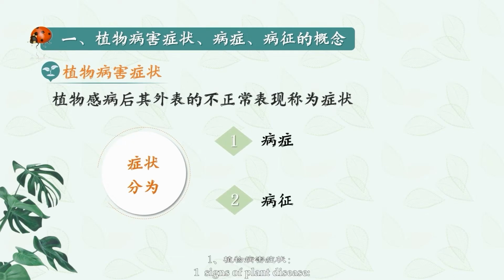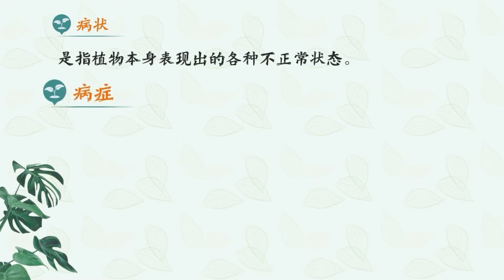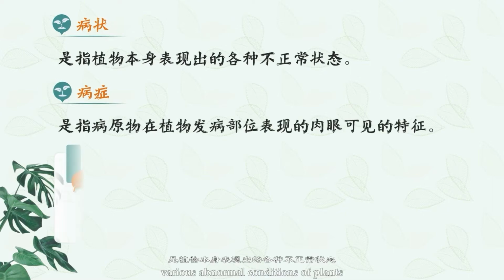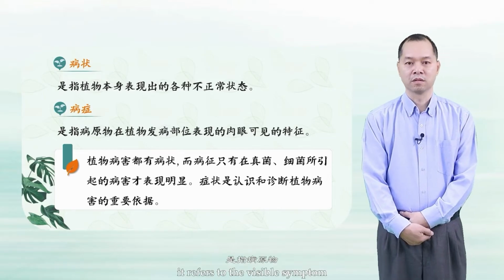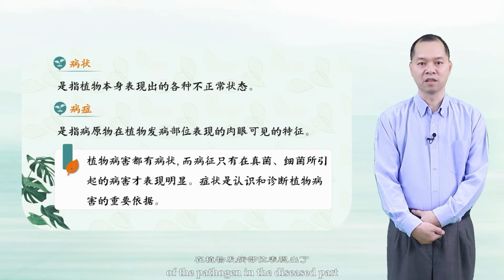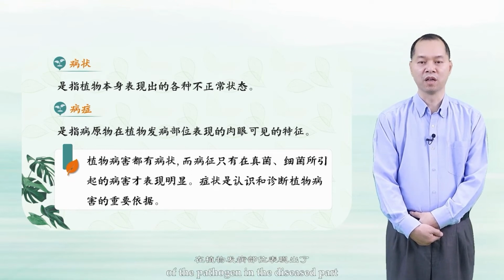1. Sign of plant disease. The abnormal condition of a plant after it is infected by a disease is called a symptom. Symptoms consist of disease symptoms and signs. 2. Symptoms: various abnormal conditions of plants. 3. Disease signs: the visible symptom of the pathogen in the diseased part of the plant.